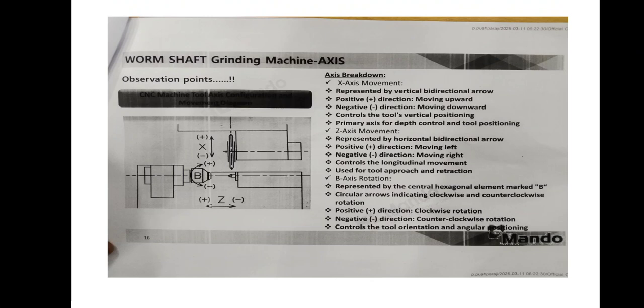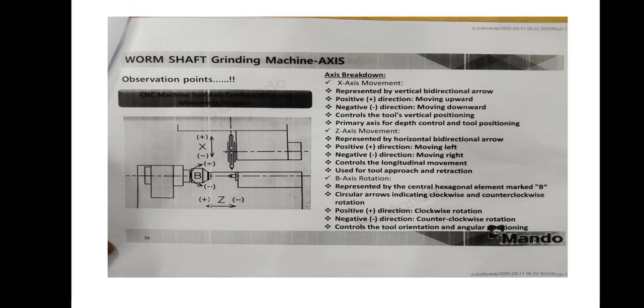Next, grinding machine axis. X-axis movement. The grinding machine has three axes, two main axes: X and Z. On the Z axis, the plus direction is moving upward, the minus direction is moving downward. It controls the tool vertical positioning. Primary axis for depth control and tool positioning.